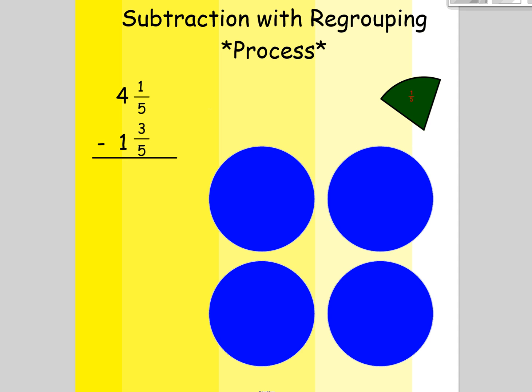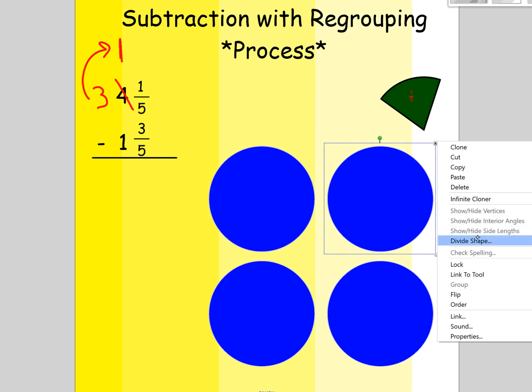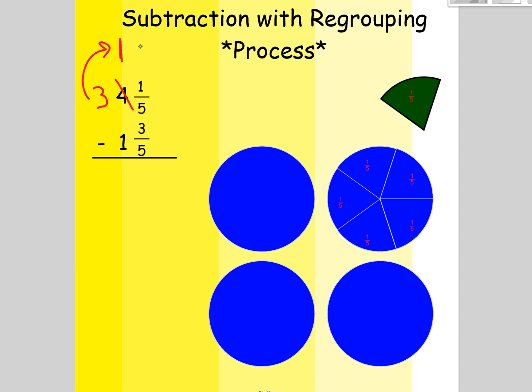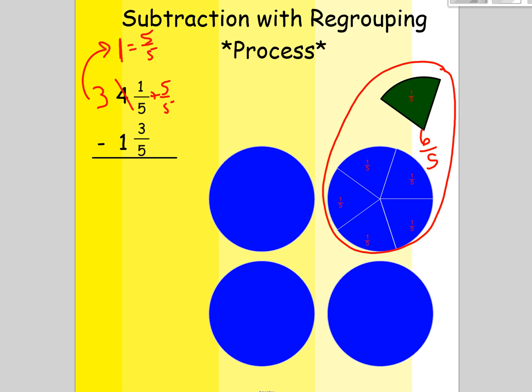Here's another example. 4 1/5 minus 1 3/5. So again, I'm going to regroup from the 4 and make it a 3. This time, that 1 whole is going to be called 5/5. So it's still 1 whole, but now I'm calling it 5/5. Well, with the other 1/5 that I already had, I have now 6/5. So if I add the 5/5 to the 1/5, I will have 6/5. I still also have 3 wholes.